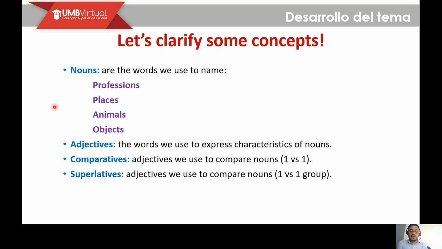We have also superlatives, which are adjectives that we use to compare nouns. For example, one noun versus a group of the same, where one is exceptional. Exceptional best or exceptional worst. Yeah, we can have both opposites. Entonces se pueden hacer superlativos para bien o para mal. ¿Sí? The best, el mejor. The worst, el peor. From a group of reference.